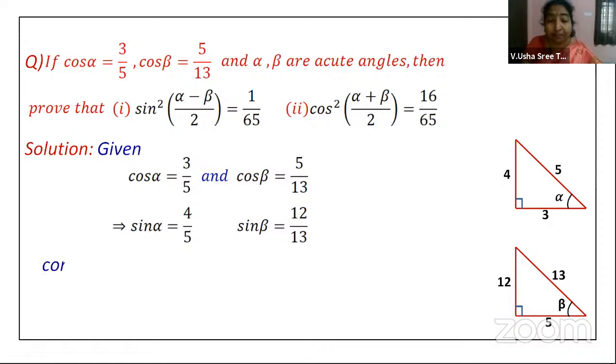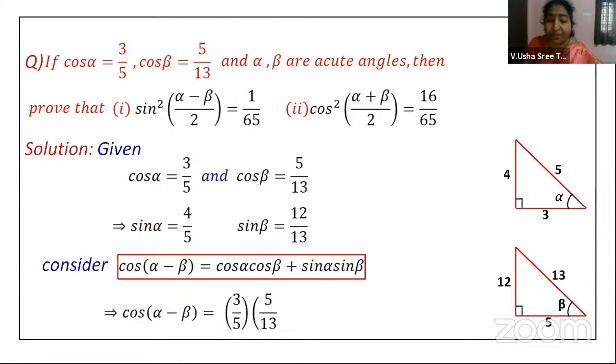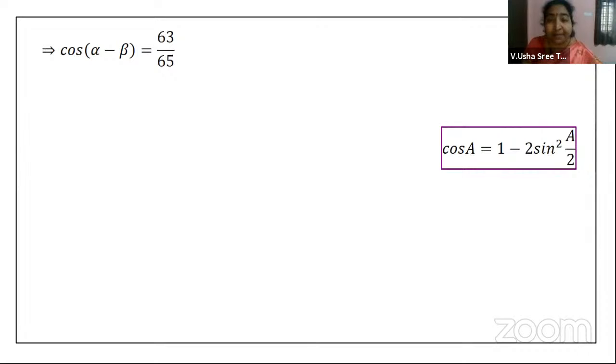calculate cos of alpha minus beta. What is cos of alpha minus beta? Cos alpha cos beta plus sin alpha sin beta. Now we know all these values. We'll just go for substitution. Instead of cos alpha cos beta and sin alpha sin beta, we'll substitute the values we got. Then this is 15 by 65 plus 48 by 65, which is nothing but 63 by 65. Isn't it? So cos of alpha minus beta is nothing but 63 by 65. Now we don't want alpha minus beta, we want alpha minus beta by 2 angle.